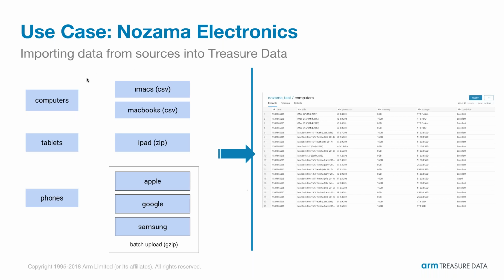So just to give you an idea of what's going to happen here, we're going to import a few different sources. Right now we have computers, iMacs and MacBooks, so we're going to be importing iMacs and MacBooks in CSV format. We have tablets as a category, and we're going to be importing iPad information as iPad data. And then we're going to have phones, which I've grouped together. We're going to import them in batch format so you can see what it's like when you import multiple files using gzip. And the end result here is going to be the input into Treasure Data. So we want to see this right here.